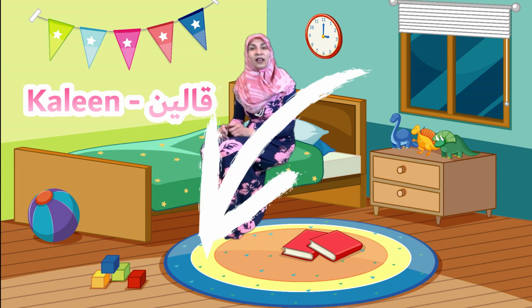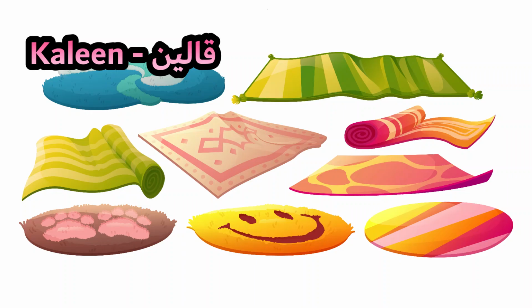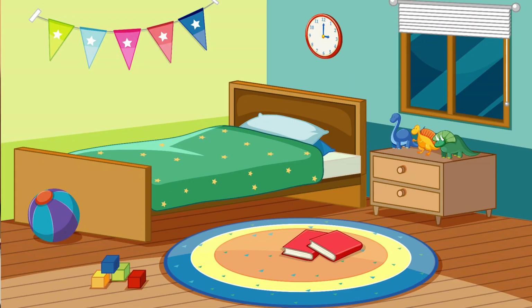इस सोने के कमरे में एक कालीन है. कालीन is a rug. कितने बहुत सारे कालीन हैं. कितने प्यारे कालीन हैं. There's so many nice rugs. कितने अच्छे कालीन हैं.